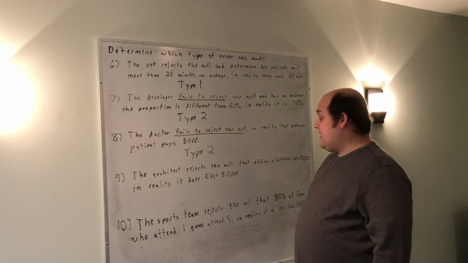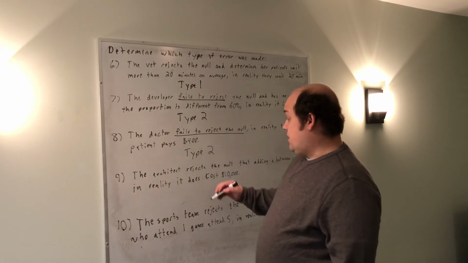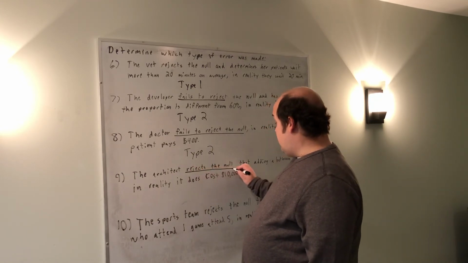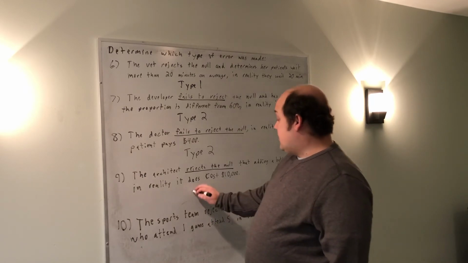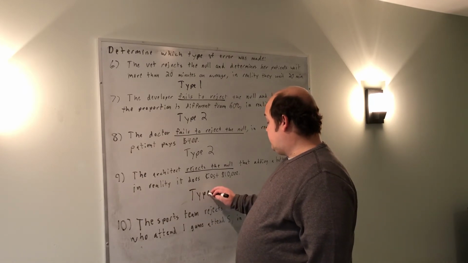In reality, it does cost $10,000. So again, the key words here: reject the null. We rejected a null that was actually true. That's a type 1 error.